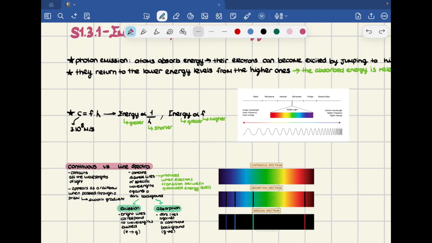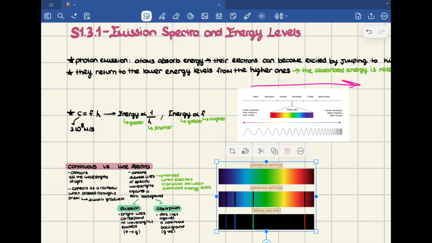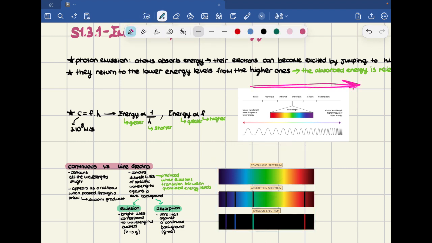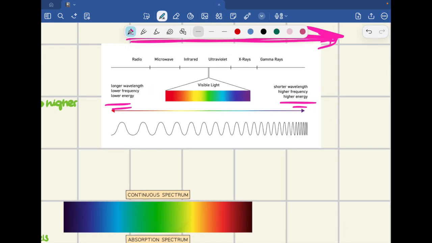Okay, so let's take a look at the electromagnetic spectrum. Energy is inversely proportional to the wavelength. This is an electromagnetic spectrum, and this is low energy and this is high energy, right? As we can see in the text here, energy is increasing like this. As energy increases, we can see how the wavelengths are actually getting smaller.